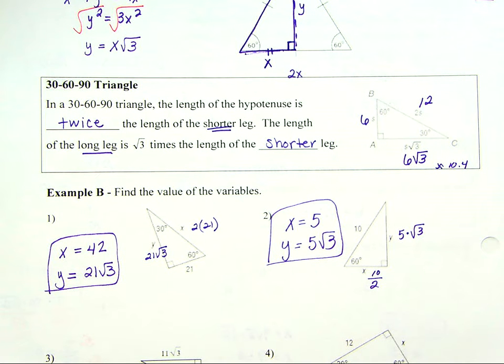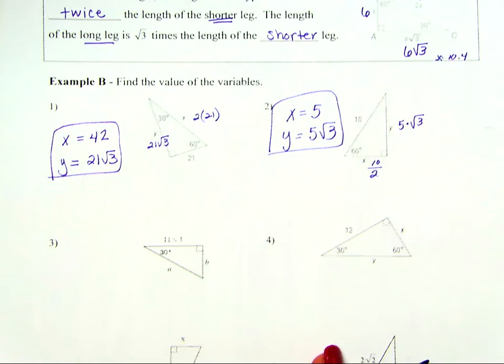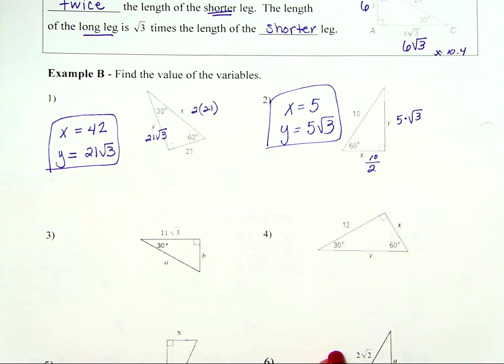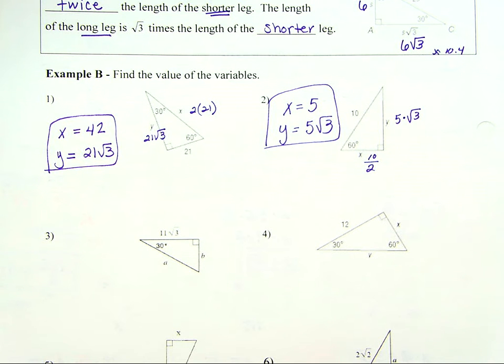Now, on some of these, once you have found one of the missing values, you can use the Pythagorean theorem. Because it is a right triangle, using the Pythagorean theorem would result in the same answers. Number 3 is a little bit trickier.